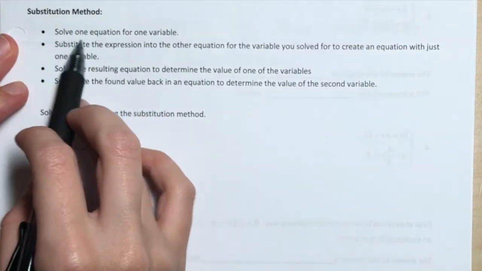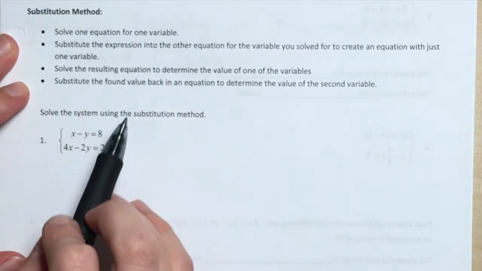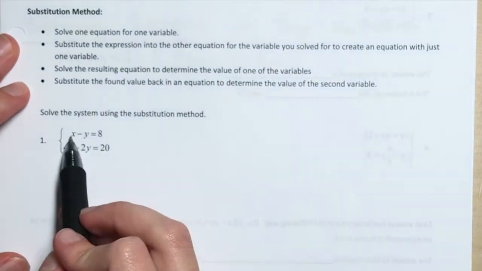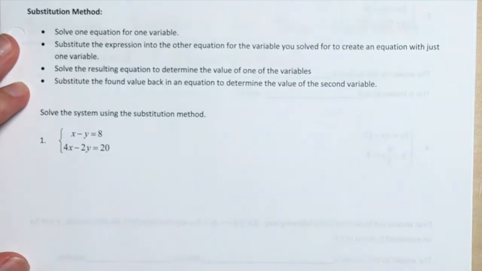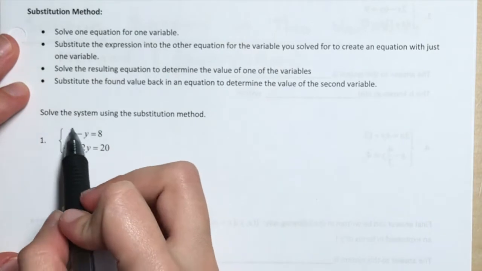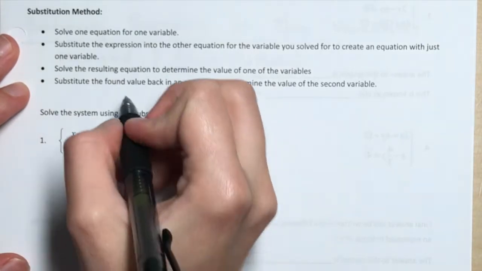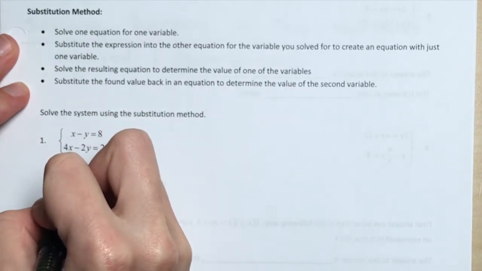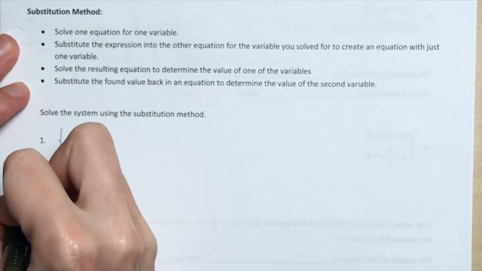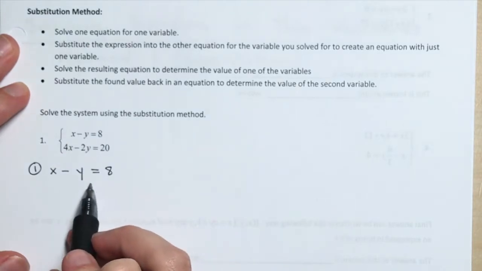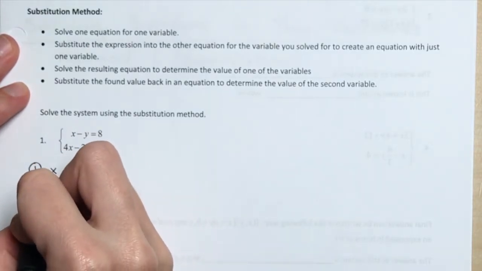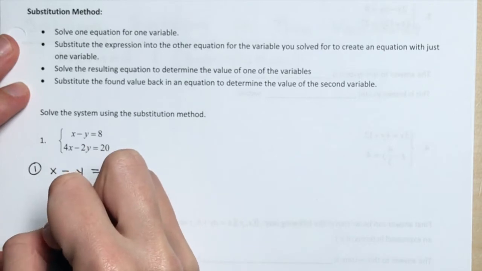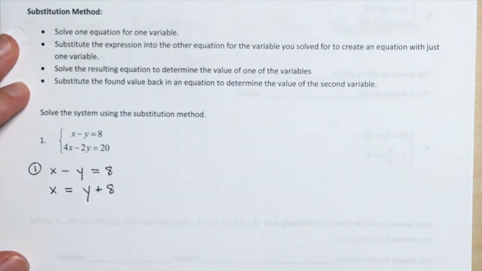So the first step is to solve one equation for one variable. If I look at these two equations, what variable of these four terms is going to be the easiest to solve for? Probably this x, right? Because it's already got a coefficient of 1. So let's go ahead and solve there. This is step 1. So we've got x minus y equals 8. We can move that y over. We end up with x equals y plus 8. So that's our first step done.